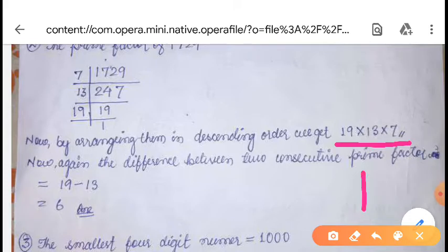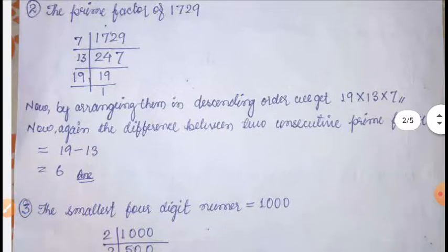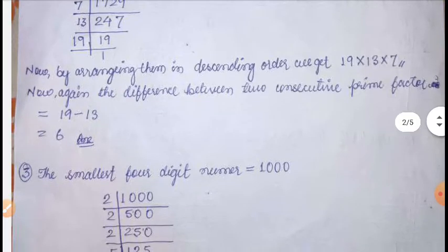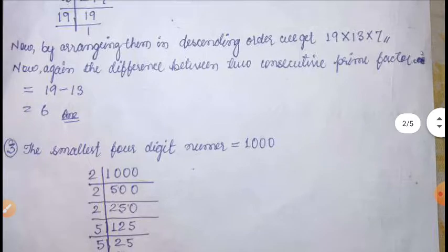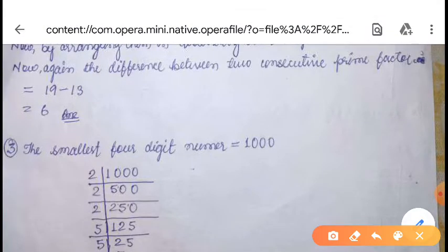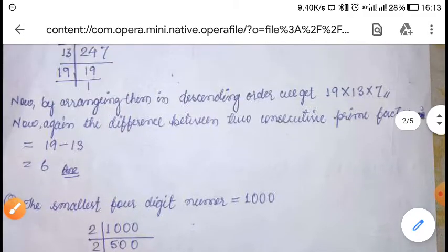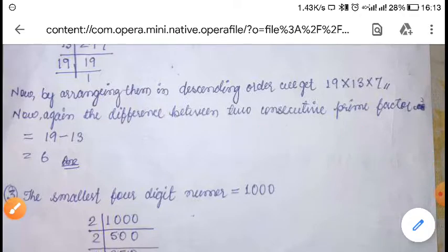For this, yes, there is a relation. You can see the difference between the two consecutive prime factors: 19 minus 13 is 6. Again, if we take 13 minus 7, it will also come 6. So this is the relation between the prime factors.